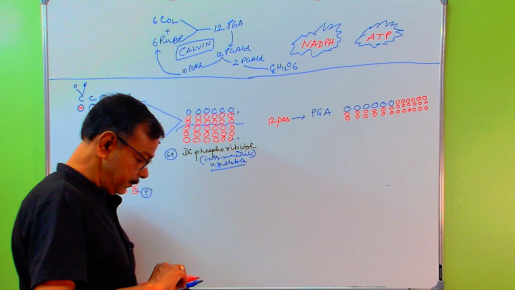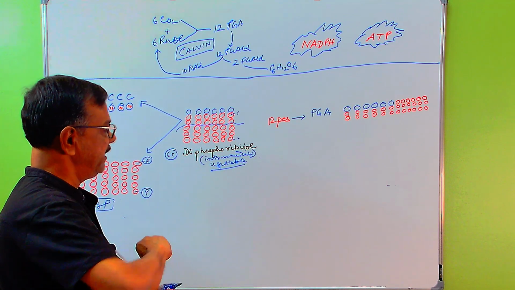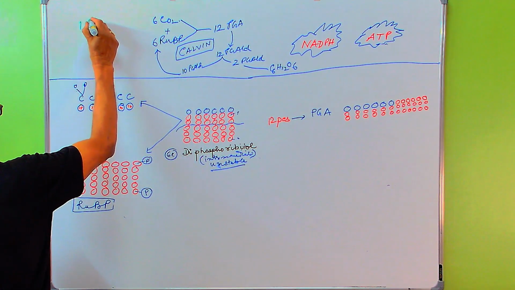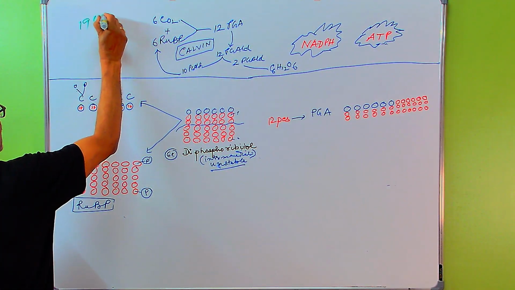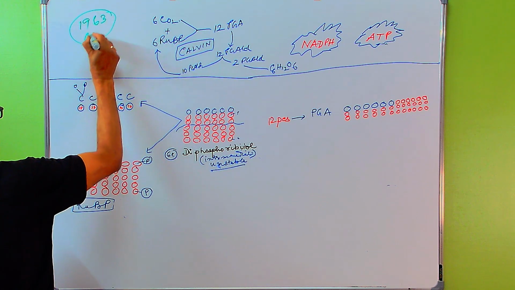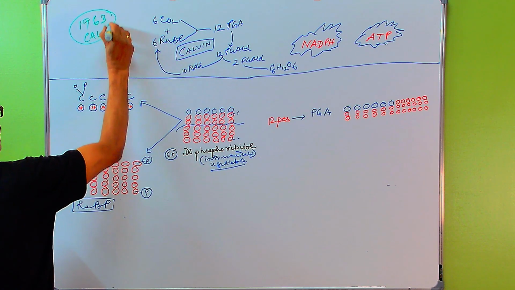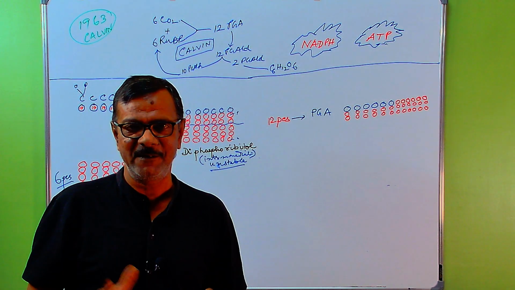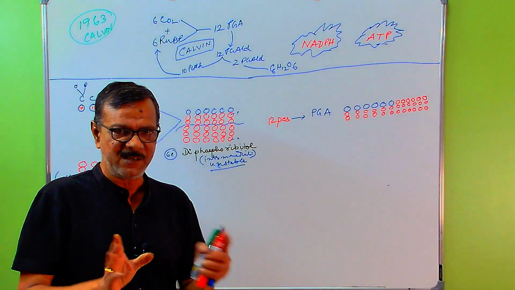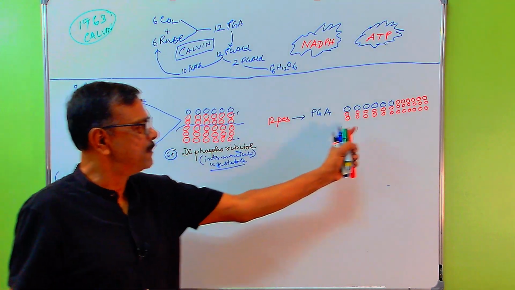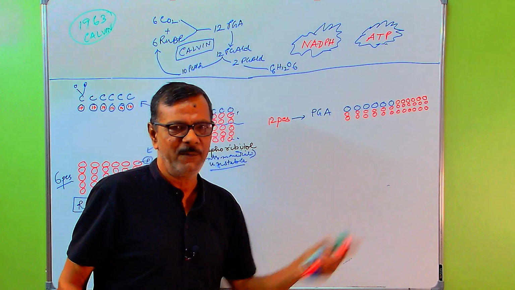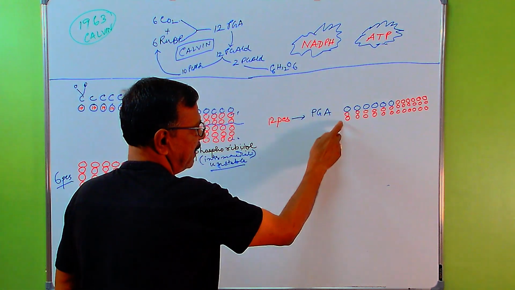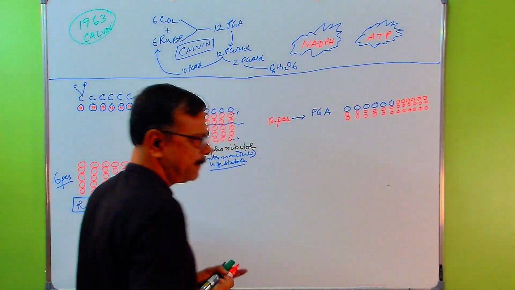And hence, to give a reward, in 1963 we gave Calvin the Nobel Prize. So he became a Nobel laureate because he proved it. In science, you have to prove it. So it has been proved that 12 PGA will be there, and here a phosphate group is there, somewhere a phosphate group is there.